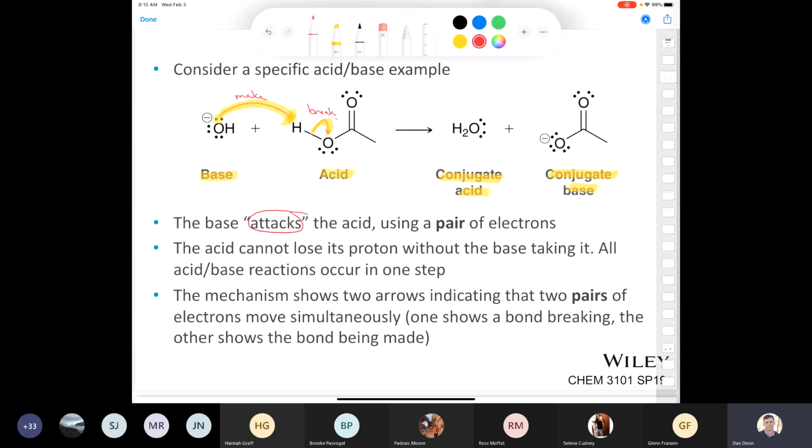So the base, again, attacks the acid, takes the proton. The acid donates a proton by breaking this bond, right? This oxygen here has 2 lone pairs. Now it's got 1, 2, 3, so it's going to have a negative charge. And there we have it, all right?